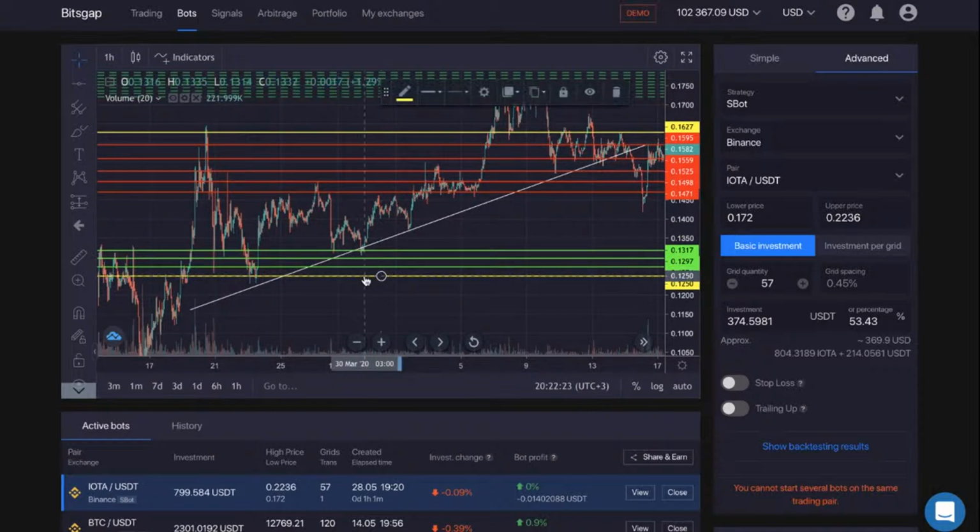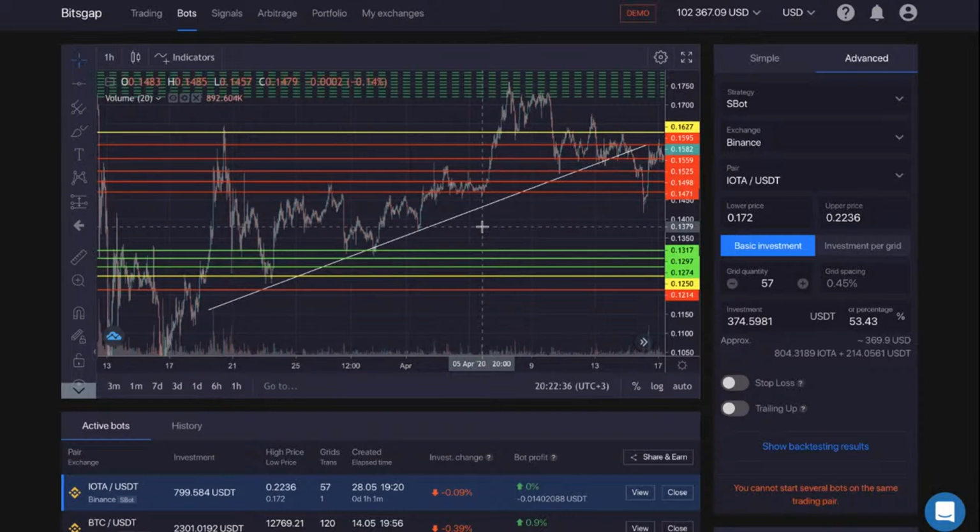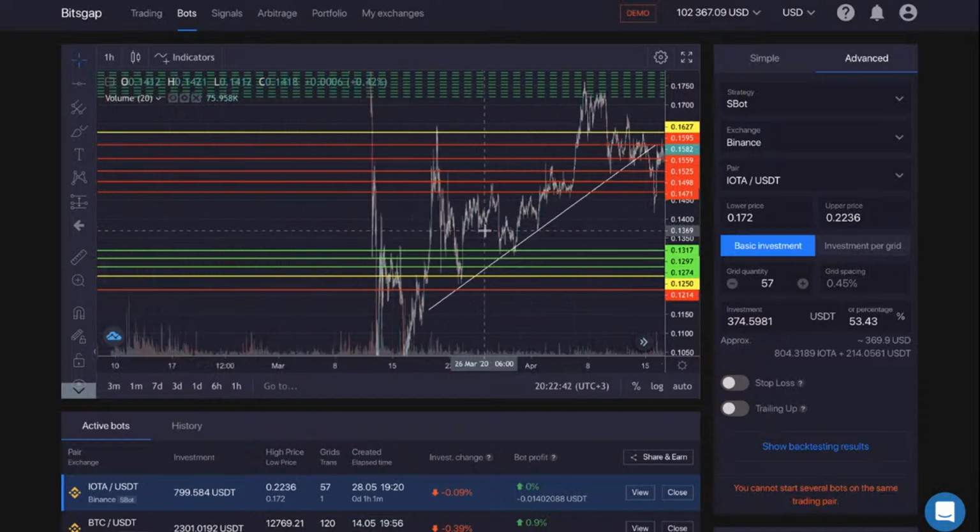And by the way, for this configuration I would also use the stop loss, which I would place right below this support level. So that's how you can apply technical analysis in your automated trading configurations.